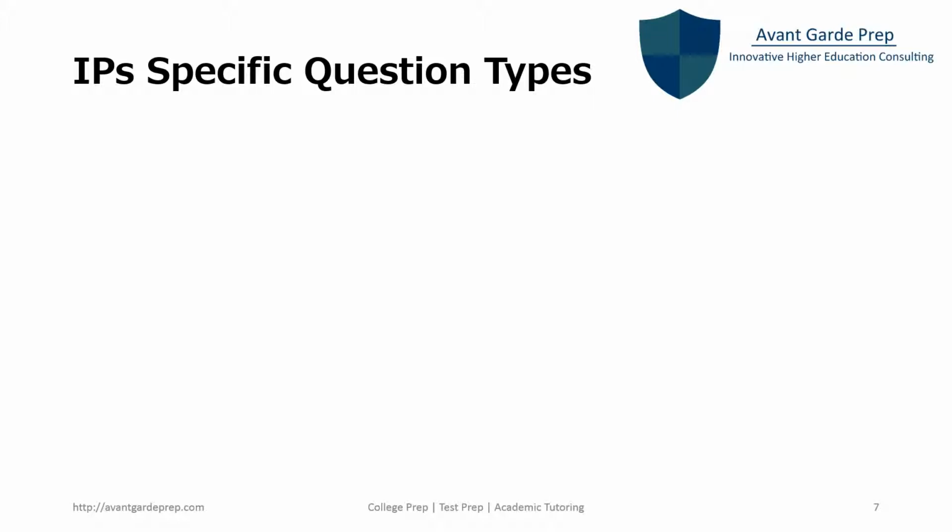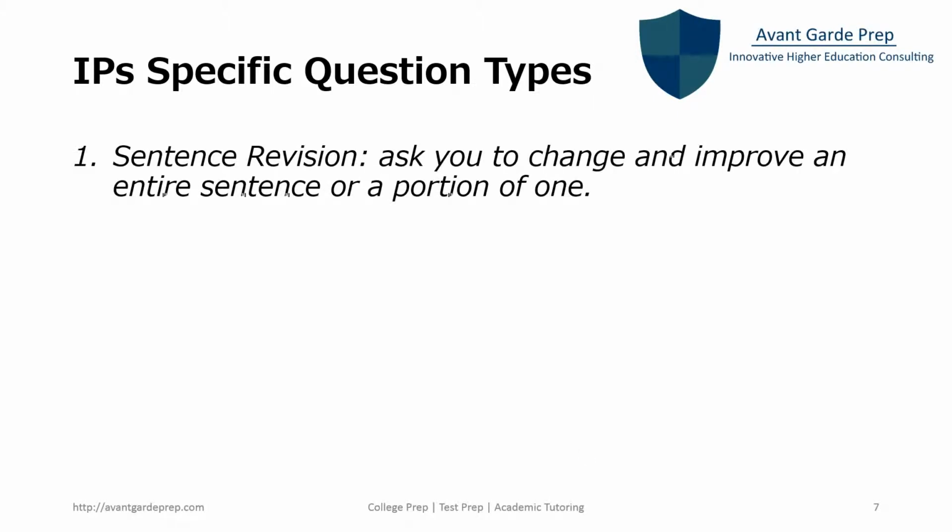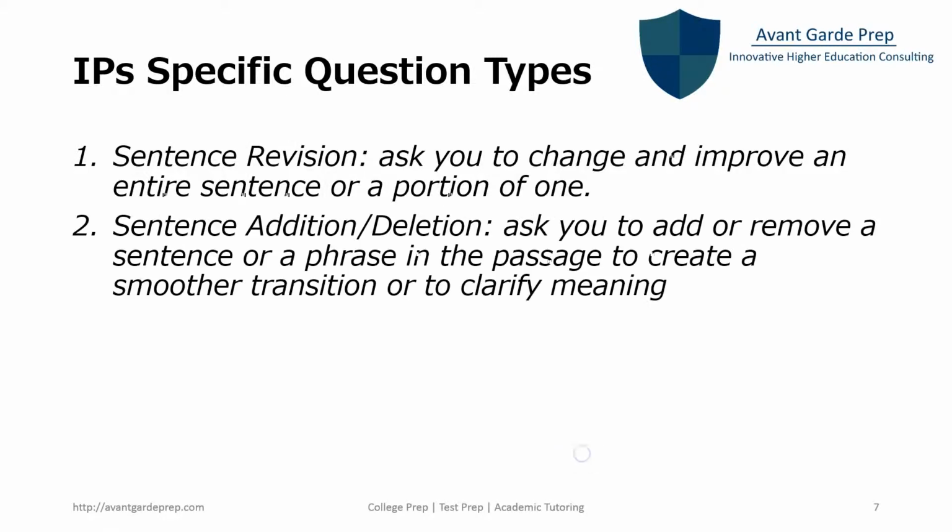Okay, next we're going to be talking about specific question types. The first and most common is sentence revision. It asks you to change or improve either an entire sentence or a portion of one. And these questions ask you to either add a word to clarify the meaning of a particular sentence or to choose a multiple choice answer revising a flawed phrase.